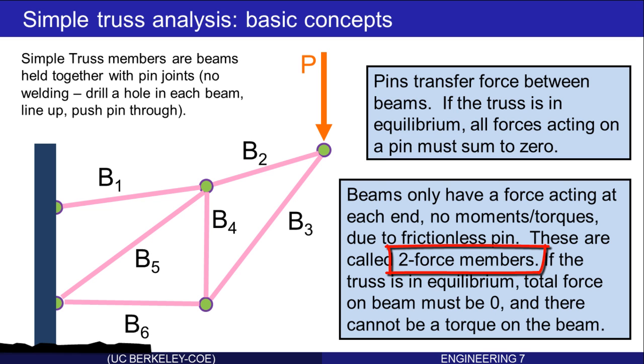These are called two-force members. It makes the analysis very simple, although it's not really how truss structures are ultimately built. Like the pin, if the truss is in equilibrium, the total force acting on a beam must be 0, and also there can't be any twisting torque acting on the beam. Let's go over these both in more detail.